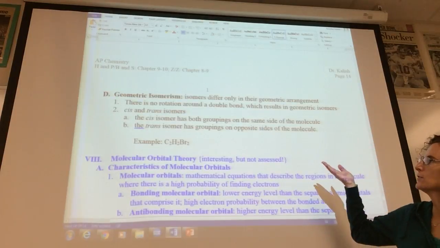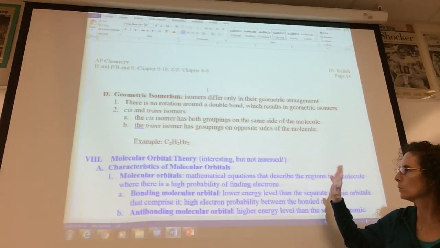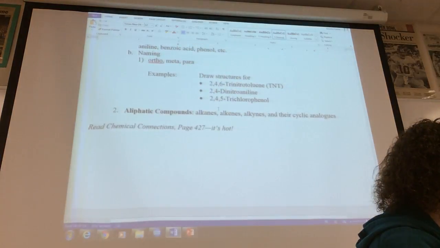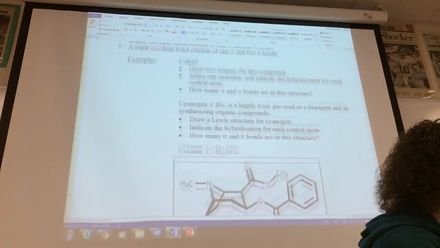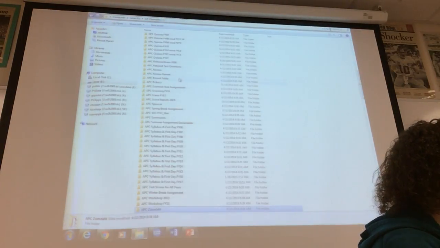I don't think you need to know geometric isomerism anymore. We're going to let it go. Everything else in the chapter is no longer addressed in AP. And so we will switch over to the lab.